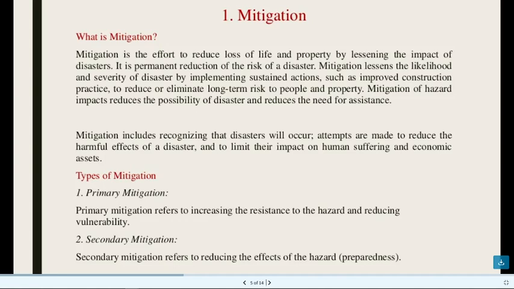Secondary mitigation refers to reducing the effect of the hazard by preparing. With secondary mitigation, people can evacuate immediately, ahead of time before the typhoon hits or when the disaster is expected to come. So it's very important to have mitigation actions in every community, and everything starts in our personal household. How can we avoid or lessen the effect of such disasters? Commonly, fire, earthquake, typhoon, and possibly nuclear explosion. We don't know.